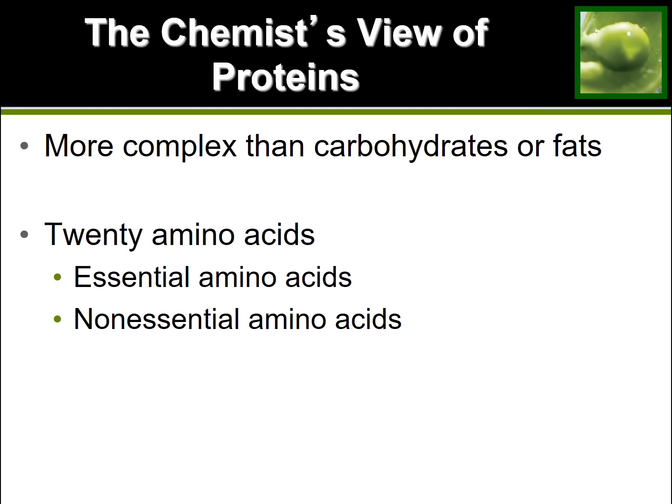Now, I mentioned that we have 20 different amino acids, but those amino acids can also be divided up into essential and non-essential amino acids. The meaning of essential is that it is required for you to get it from your diet. It is essential that you get it from your diet because your body can't make enough of this on its own. Non-essential is not so essential for you to get it from your diet because your body can actually make enough of this on its own.